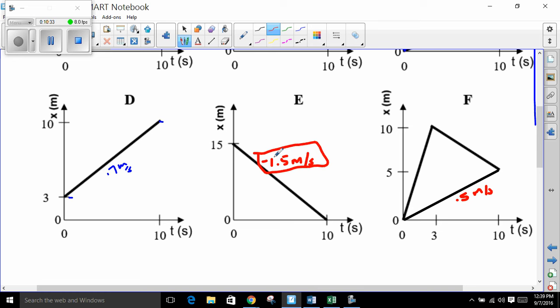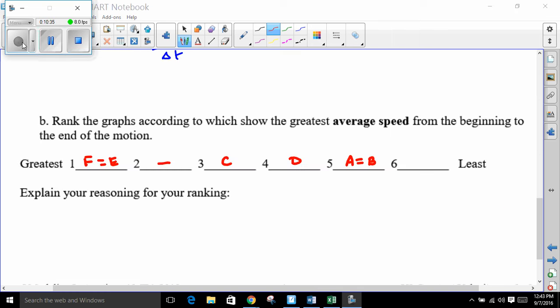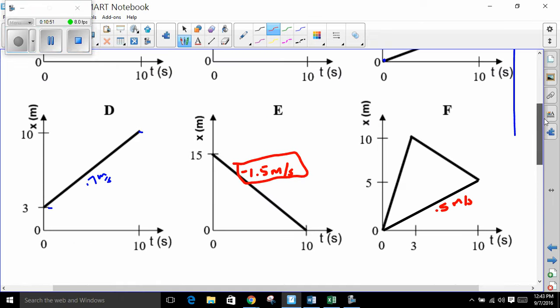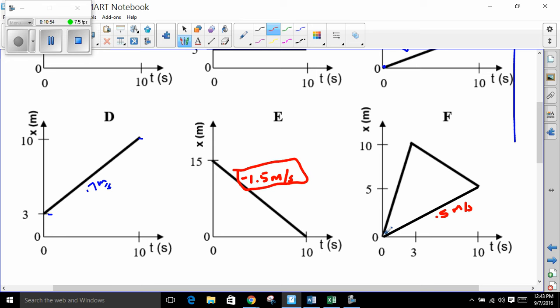So in the next problem, we want to rank the graphs according to which show the greatest average speed from beginning to end of motion. I've ranked those for you already. F equals E for number 1. So if we come back and look at F and E, F goes from 0 to 10, and then from 10 to 5. So this is 10 meters plus 5 meters would be 15 meters. And E is going from 15 to 0 meters, so that would be 15 meters also. So both of these, the distance equals 15 meters for the path length.